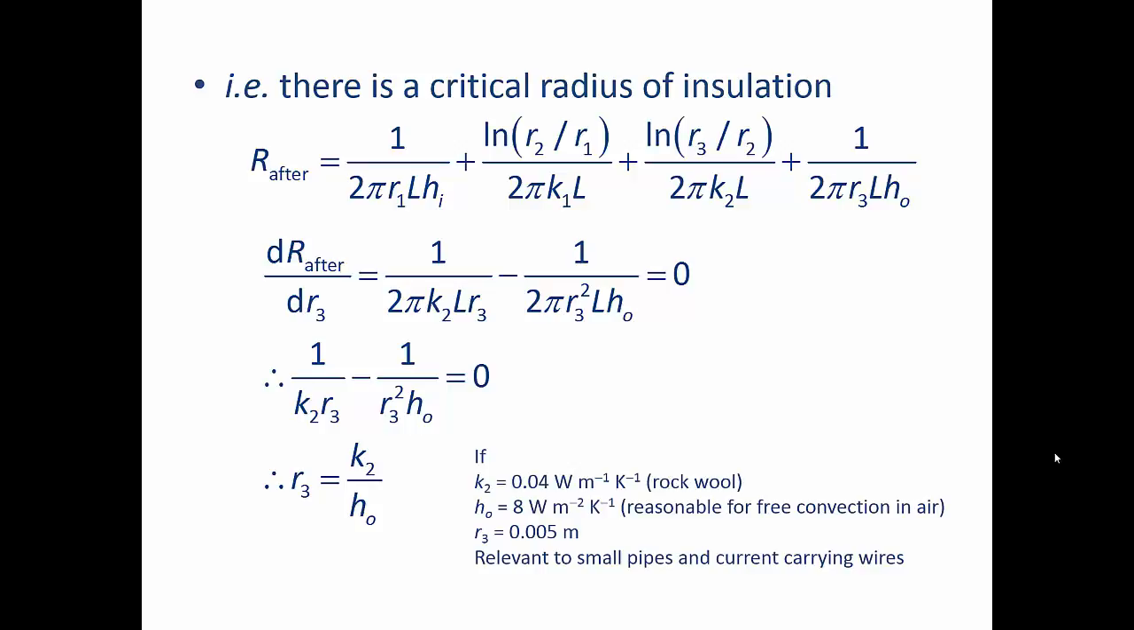Now if we take the thermal conductivity of the insulating layer to be that of rock wool, which is 0.04, a reasonable value for free convection of air, which is 8 watts per meter squared per Kelvin, we end up with a value of R3 equals 0.005 meters, or in other words 5 millimeters. This result is only really going to be important for dealing with small pipes and with current carrying wires, but under those circumstances it is possible that adding insulation would actually increase heat loss rather than decrease it.